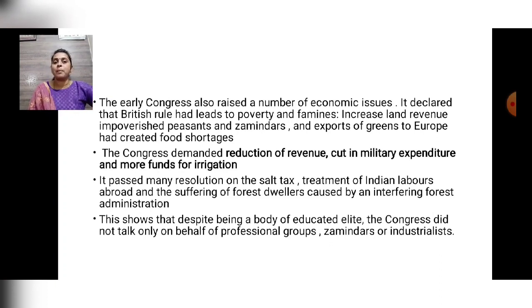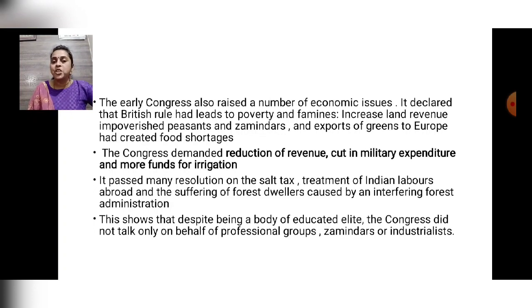The early Congress also raised a number of economic issues. It declared that the British rule had led to poverty and famine. Famine, you know, that drought-like condition, not able to grow anything. Increased land revenue impoverished the peasants and the zamindars, and exports of grains to Europe had created food shortages. So many things happened economically also. People remained poor, especially the peasants and the zamindars, due to high land tax, or you can say high land revenue. And they requested it should be reduced so that they can come out of their poverty.